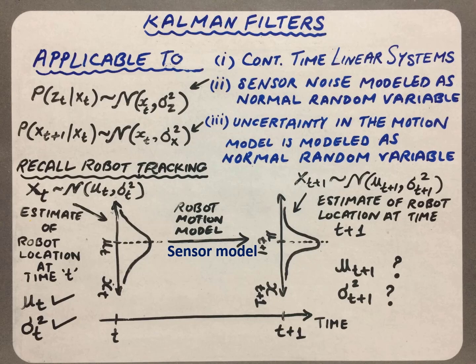So if you're not familiar with this notation that I have shown on the left hand side, the probability of zt given xt and the probability of xt plus 1 given xt, that is basically representing a Gaussian random variable which has two parameters. The first one is the mean, so the mean in both cases is xt, and the second parameter represents the variance.